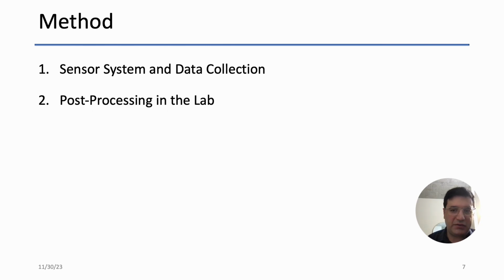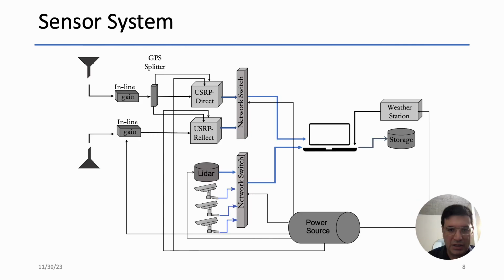In the method section, we describe our sensor system, the location and condition of our data campaign, and the post-processing steps which we use to estimate the surface reflectivity SR of ice and water. This figure shows a schematic of our sensor system. Our sensor system includes two GNSS antennas, one for direct and one for reflected signals, two USRP devices as a front end for collecting, a Lidar sensor, 3 cameras, 2 network switches, and a power source.